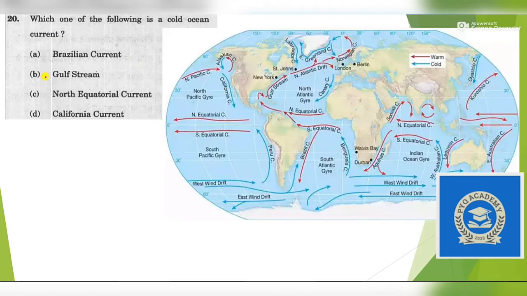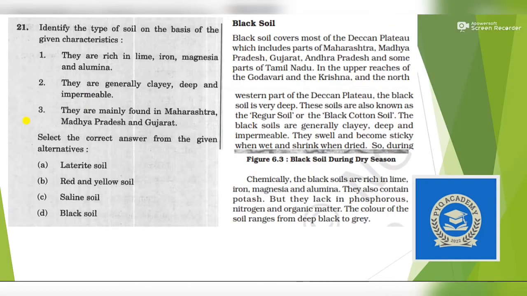The question is asking about a cold current. The Brazilian current is a warm current, so this is not it. The Gulf Stream is also coming from tropical waters, so it is also a warm current. And the North Equatorial Current is also a warm current. Now the California current is coming from the Alaska region, so this is a cold current. So our answer is option D. Let's move to the next question.